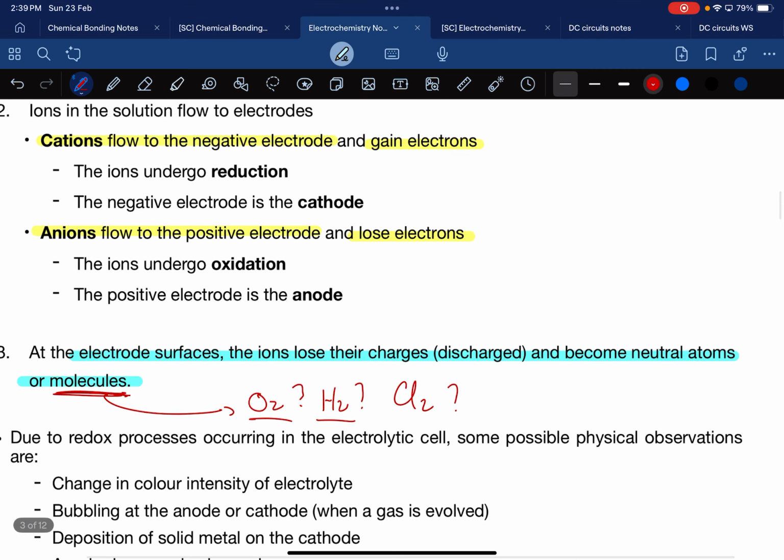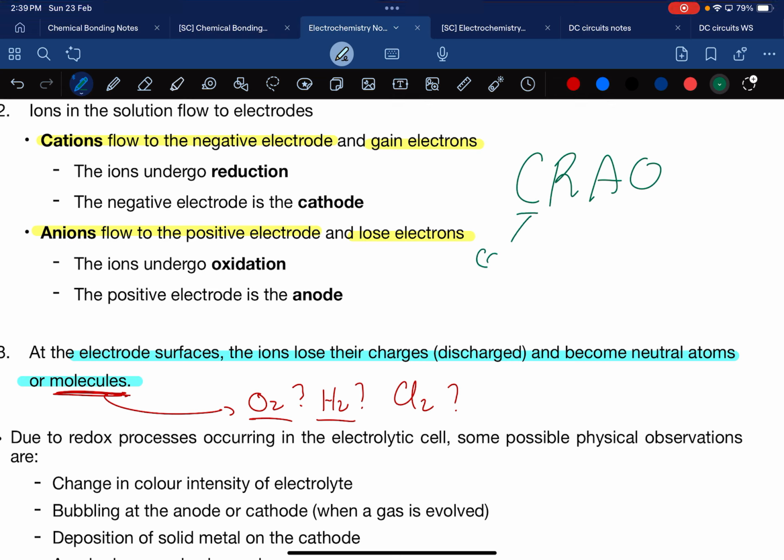Some of your schools, when they are finally going through this, will help you remember it with an acronym. Cathode is for reduction. Anode is for oxidation. Find your own way to remember it. Doesn't really matter what acronym you use.